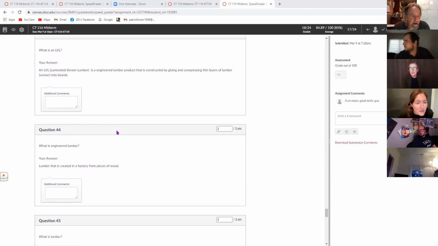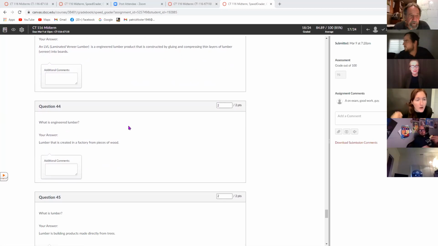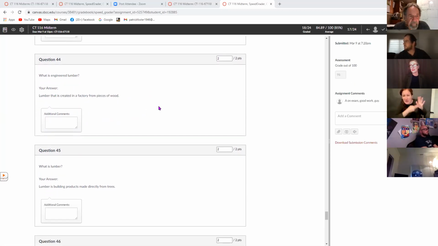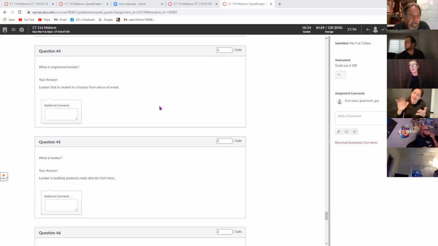So what is engineered lumber? I know, what a crazy question, huh? But you may be supervising a crew of new carpenters or laborers, and they say, somebody told me to get the pile of engineered lumber. What does that mean? So you'll have to explain it to them, right? Okay, so you know what it is.